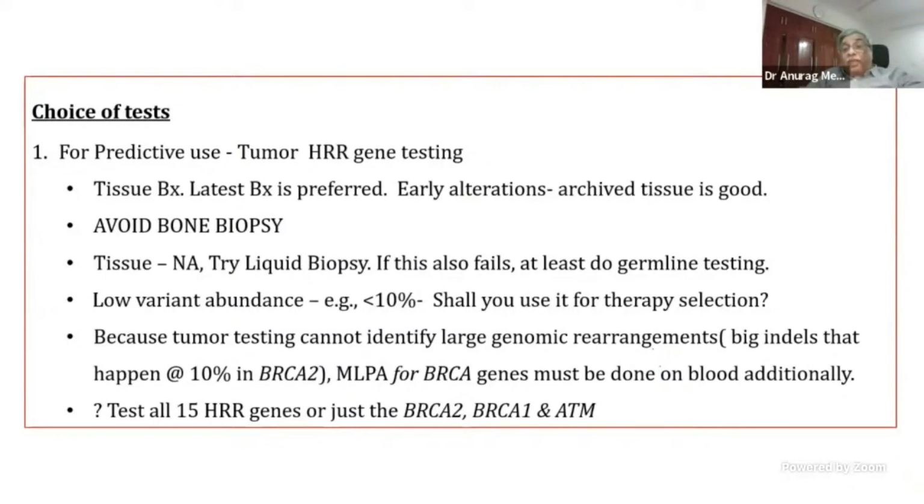If the liquid biopsy fails and you are unable to extract enough DNA, at least do germline testing if it has not been done earlier. You will still find about half the cases who can be treated with PARP inhibitors.